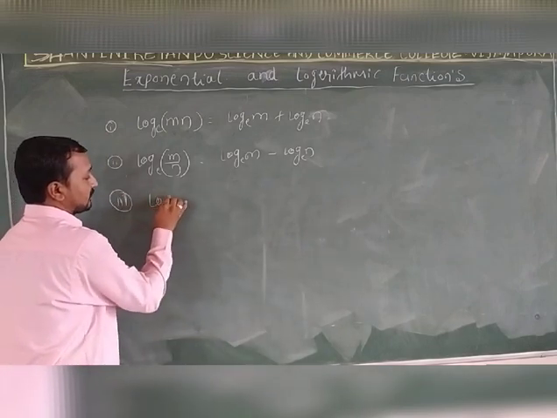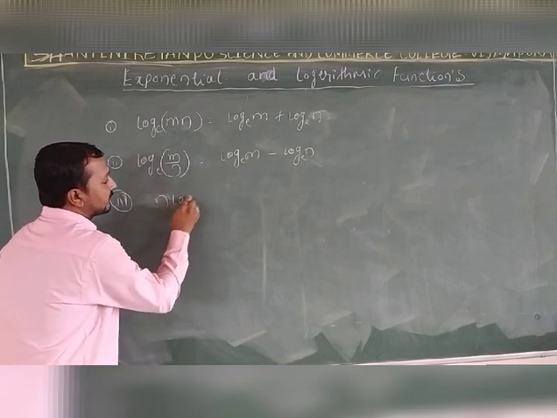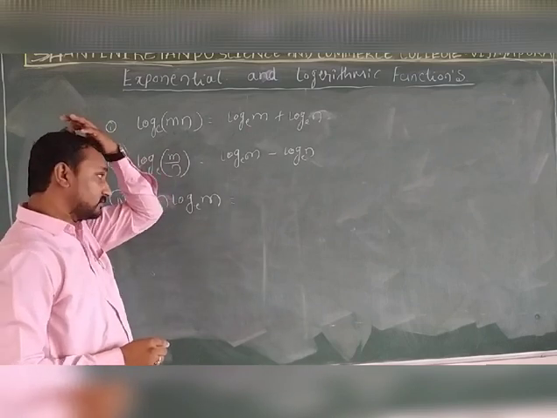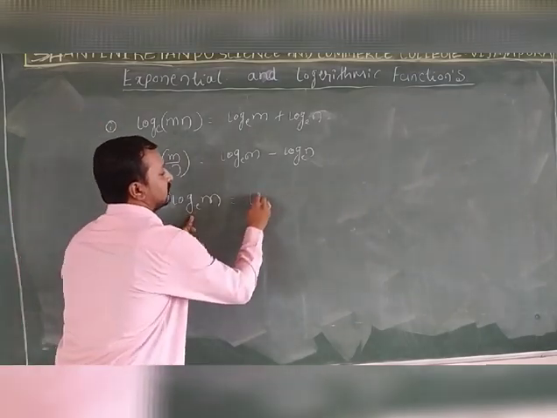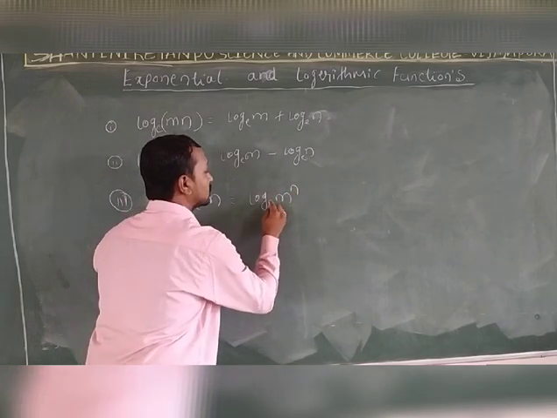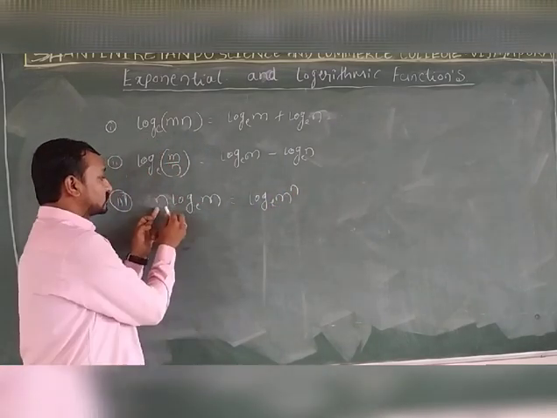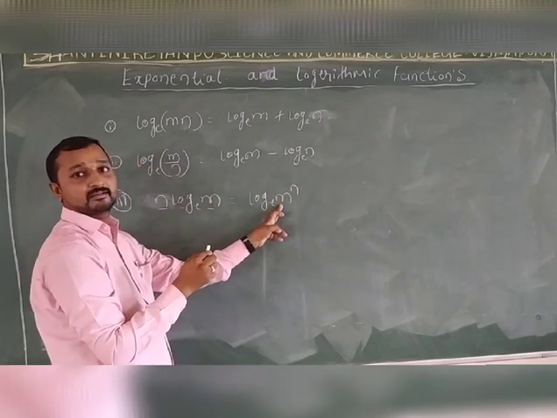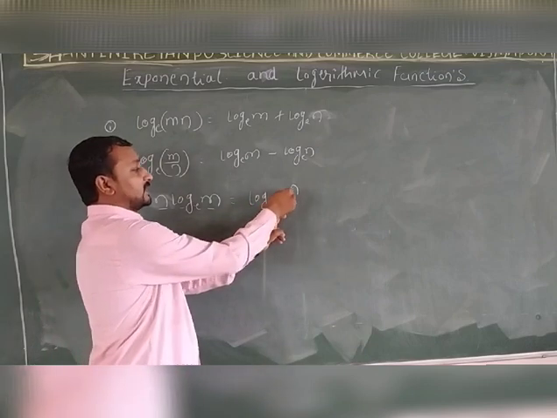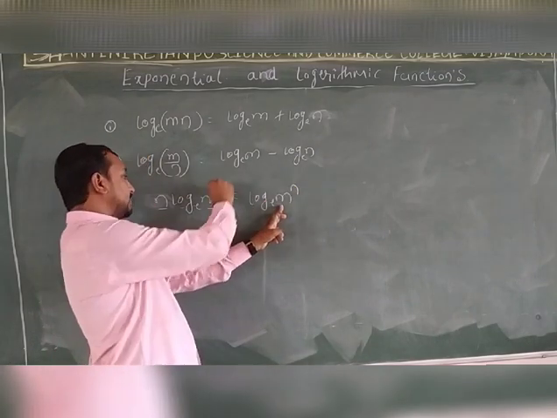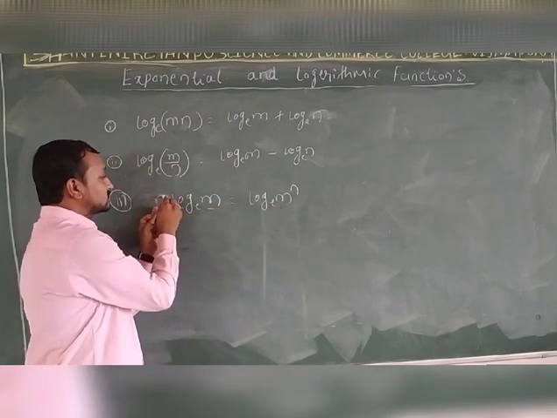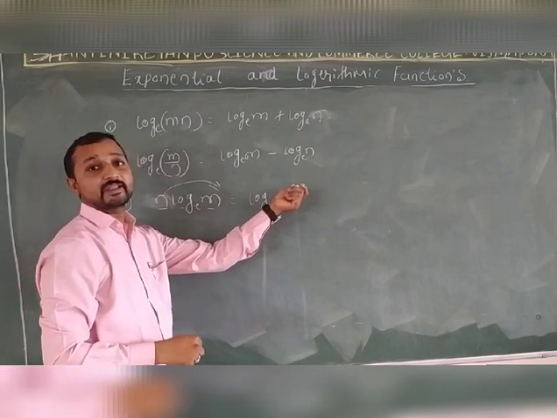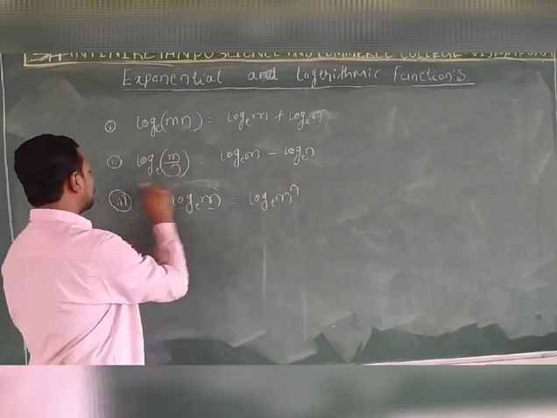The third one is n log m to the base e, which can be written as log of m raised to n to the base e. So n log m can be written as log of m raised to n. Is that clear? Log of m raised to n can be written, by the logarithmic property, as n log m, so the coefficient shifts to the power, m to the power n. This is a very important property.